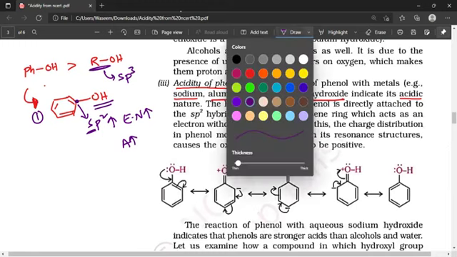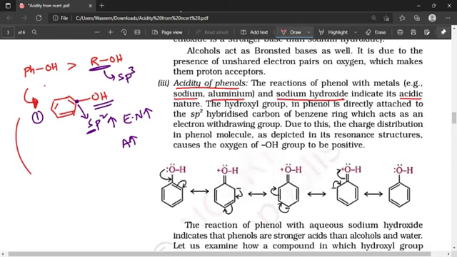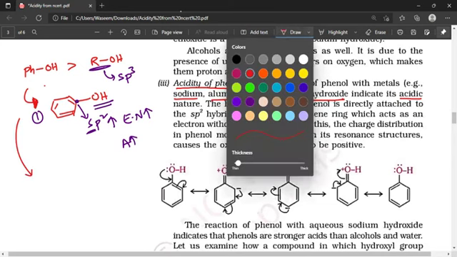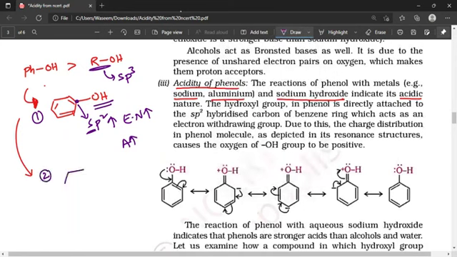The second reason why phenols are more acidic. As I told you, the conjugate base of phenol is phenoxide, which is highly stable due to the 5 resonating structures. Because of the 5 resonating structures, the conjugate base is stable. Therefore, acidity increases. This is the second reason.